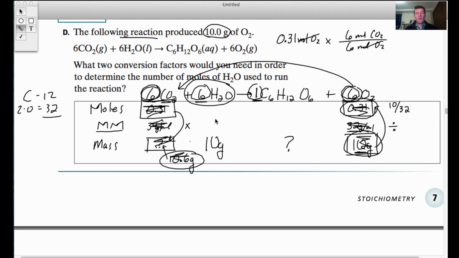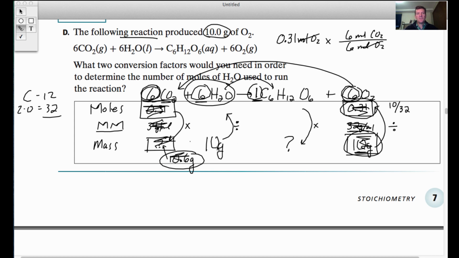So 10 grams of water, I need to go from mass to moles of water, then over the molar bridge to the moles of sugar, and then from there down to the mass of the sugar. Remember, when you go up from mass to moles, I'm going to divide by the molar mass. If I go down, I'm going to multiply by that particular molar mass.